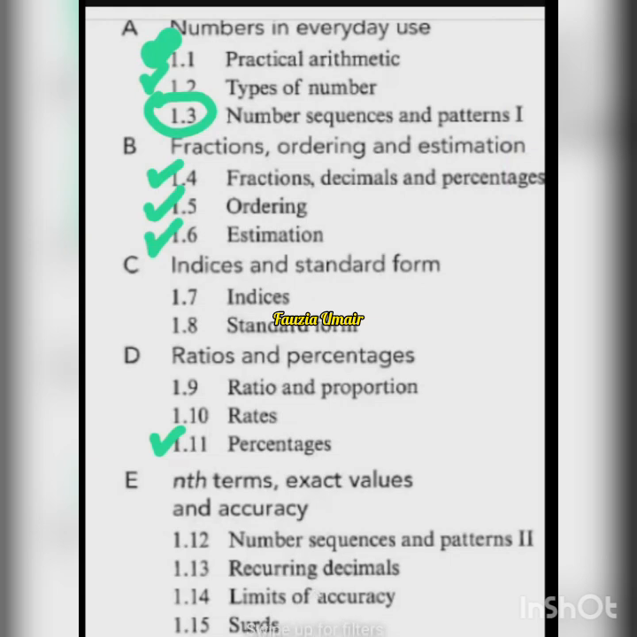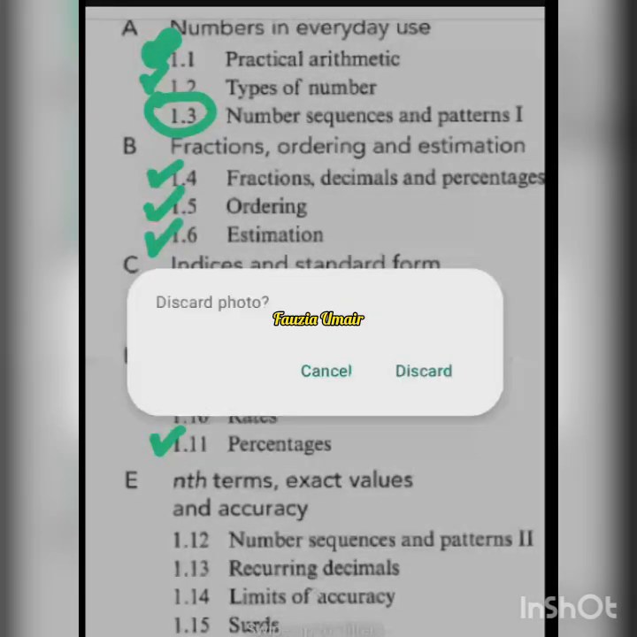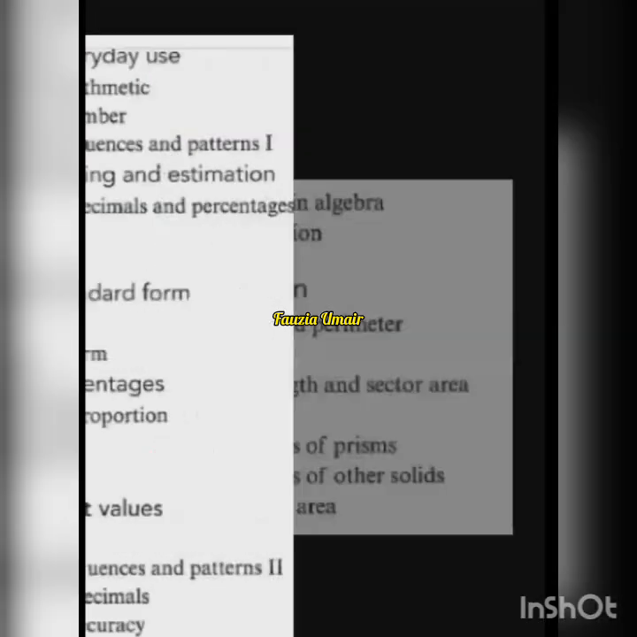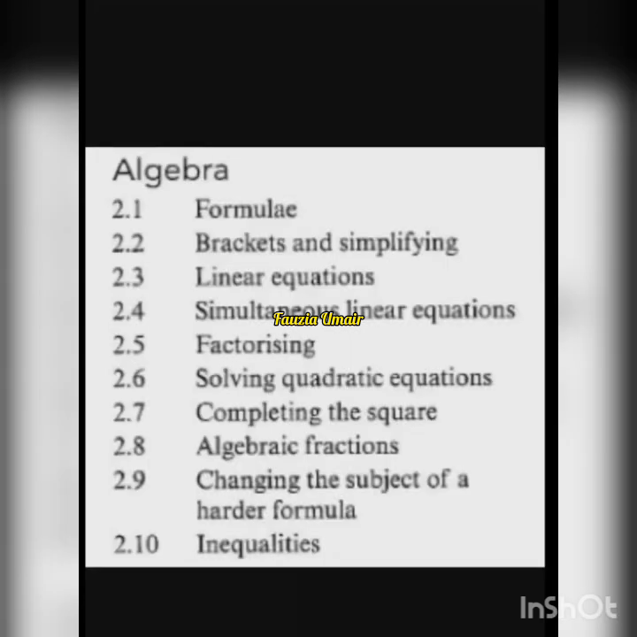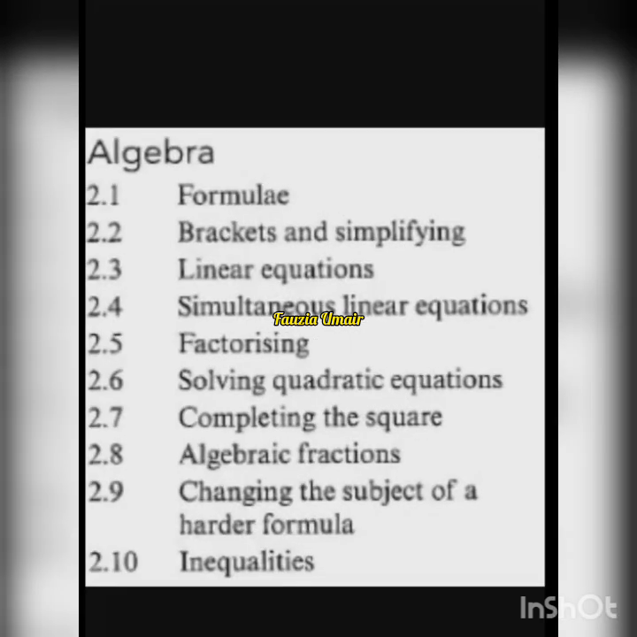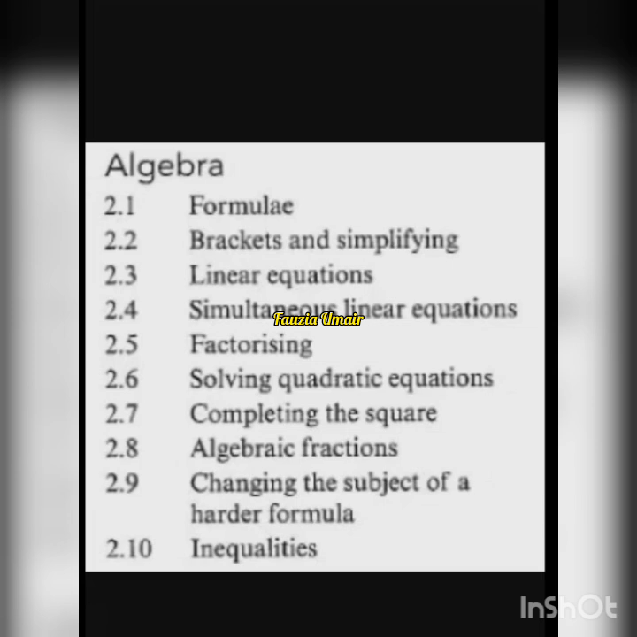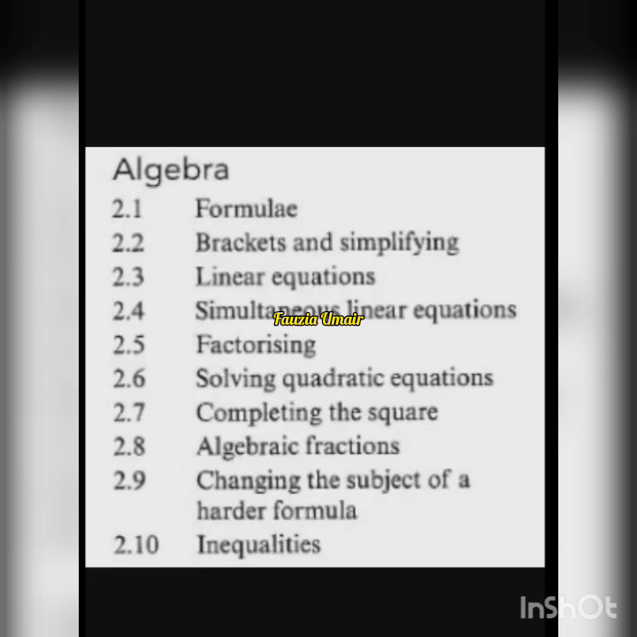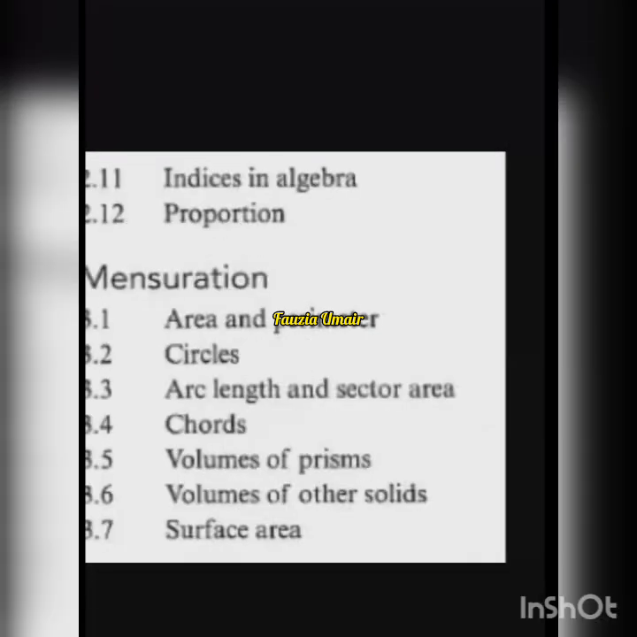So I'm showing you the second unit. Second unit is this. I hope you can see on your screen. This is the second unit, another pillar of your syllabus. It's algebra: the formulas, simplifications, linear equations, simultaneous linear equations, factorizations, quadratic equations, completing the square method, and inequalities. And there are two more topics in this chapter. Let me show you those also: indices and proportion, algebraic proportion.